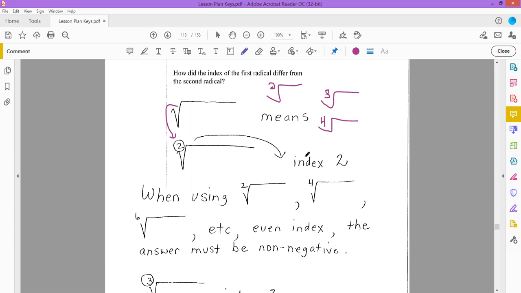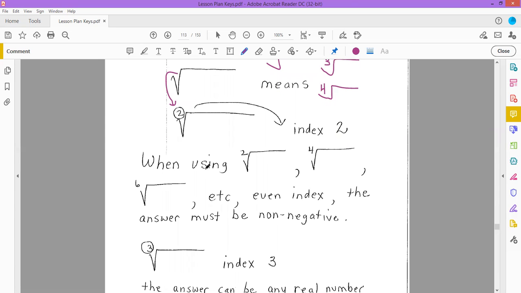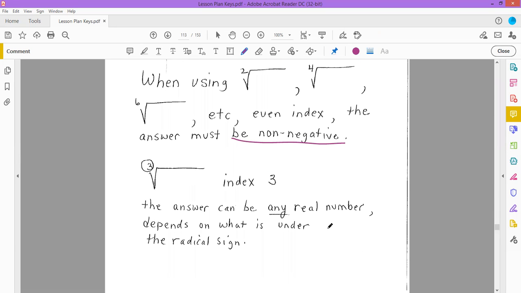Now, when you're calculating any root and it's even, like the square root, the fourth root, the sixth root, any even root, you must have a positive solution. You can't get a negative number, because every time you square a number or raise it to the fourth power or any even power, you'll wind up with a positive solution. So you should not get a negative number if your root is even. If your root is odd, then you can get any number. You could get a negative number or a positive number.